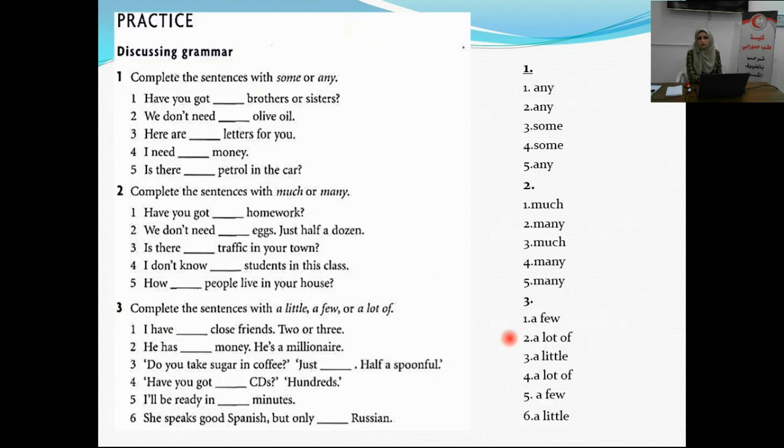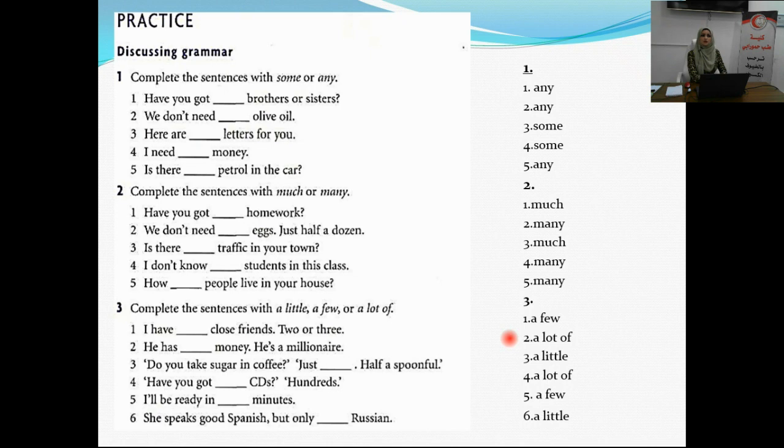Now we are going to move to a practice for discussing grammar. This practice is found on page 31 in your book. So here we have 3 different exercises. The first one is to complete the sentence with "some" or "any." As you see, we have number 1, "Have you got any brothers or sisters?" So the suitable word to be used here is "any," since brothers and sisters is a countable noun.